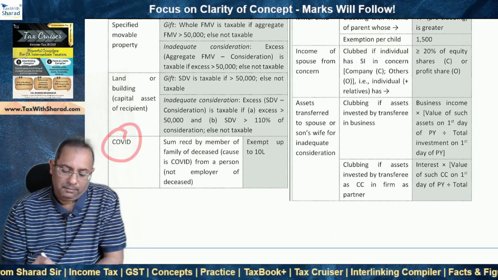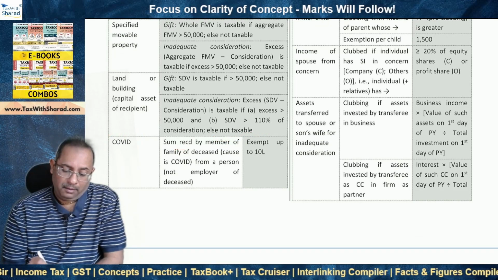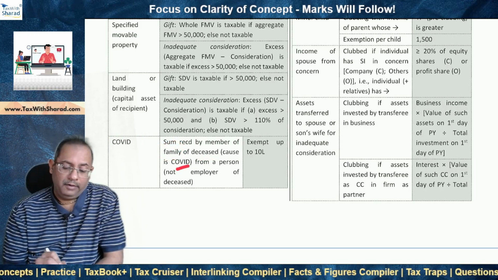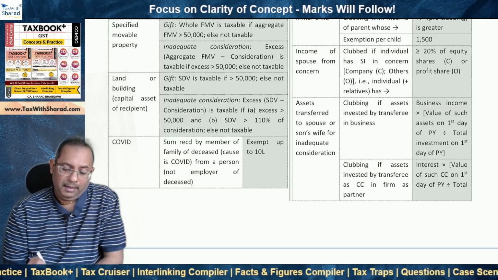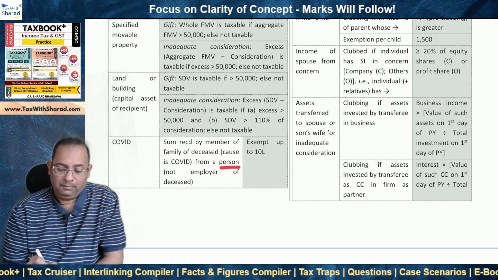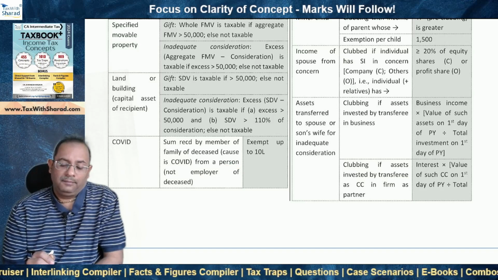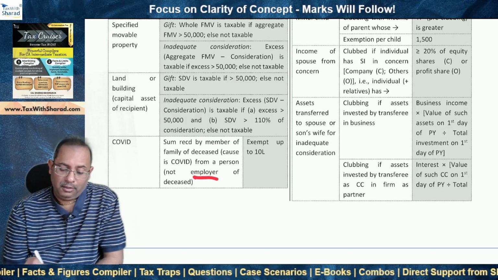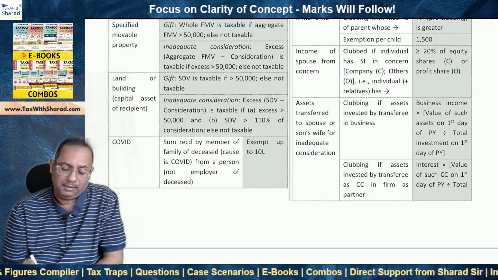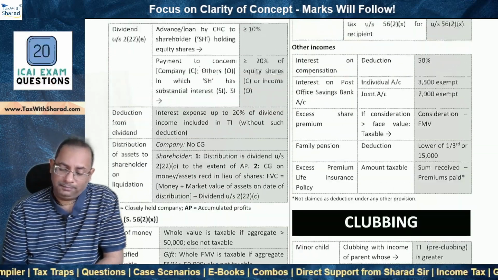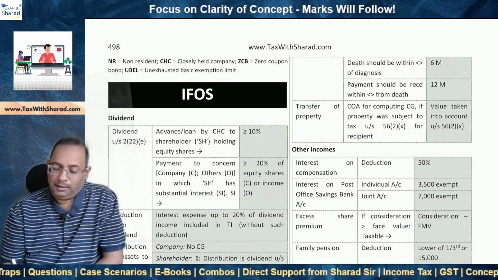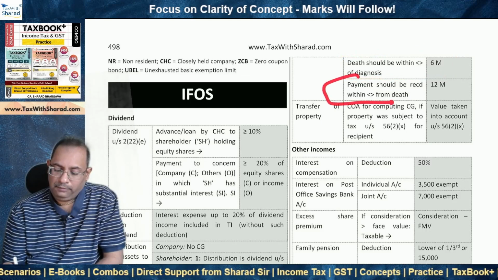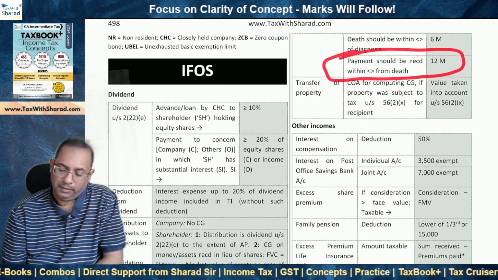Now in case of COVID, a sum may be received by a member of the family of the deceased person who died because of COVID, and the sum is received by the family member from a person who is not an employer. If the person is an employer, then it is considered under the head salaries. But where the person is not an employer, then such sum is exempt up to rupees 10 lakh, the balance is taxable. And the condition is that the death should be within 6 months of diagnosis and payment should be received within 12 months from the date of death.